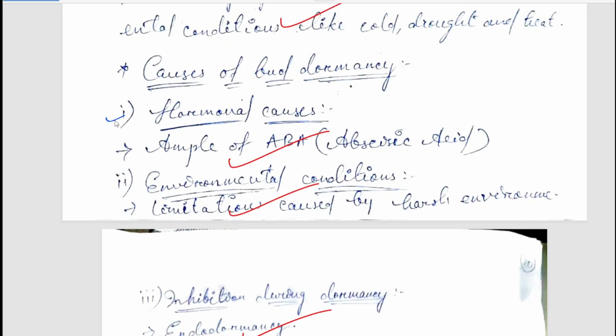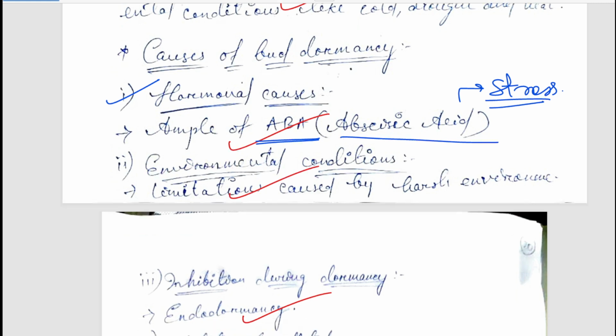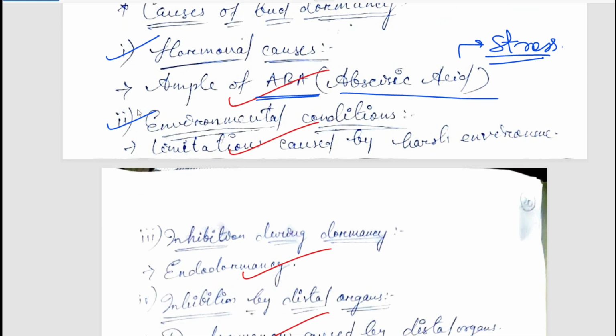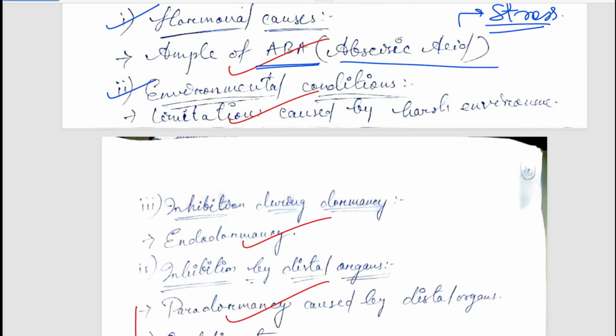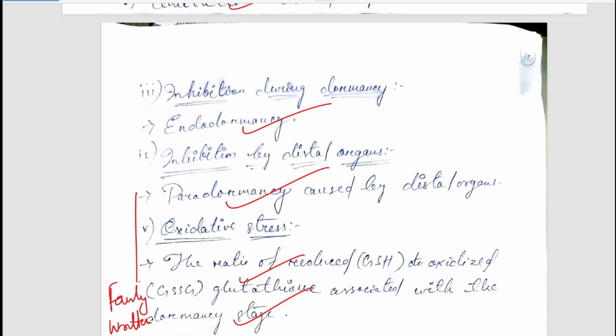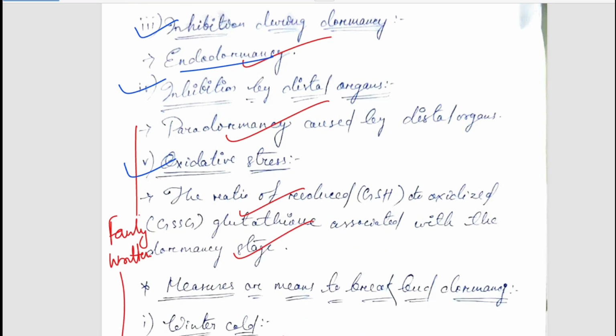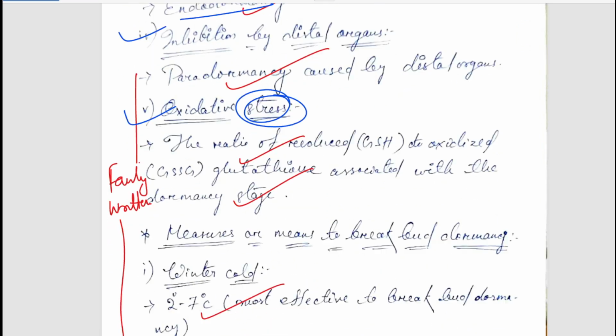So there are various causes of bud dormancy. It could be from hormonal causes, such as ABA. We all know that ABA, that is abscisic acid, is a stress hormone. So the stress it creates can lead to bud dormancy. Environmental conditions, okay, a harsh environment can lead to bud dormancy. There could be some inhibition during dormancy, such as endodormancy, inhibition by distal organs, oxidative stress. So stress is one of the major factors, you should remember it.